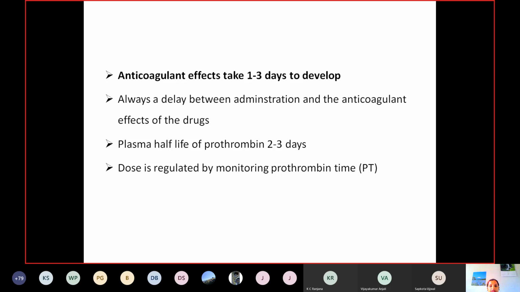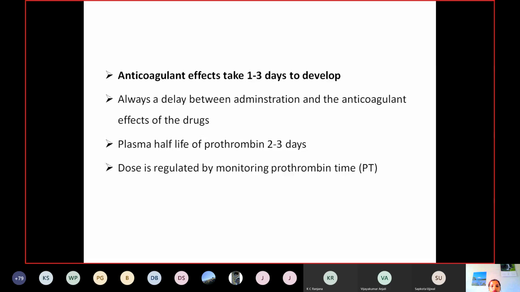The anticoagulant effect takes 1 to 3 days to develop, so it takes more time to show its effect. This is also very important. Why? There is a delay between administration and the anticoagulant effect of warfarin. If you give warfarin today, only after 3 days will you see the anticoagulant effect, because warfarin acts by inhibiting the vitamin K dependent clotting factors.